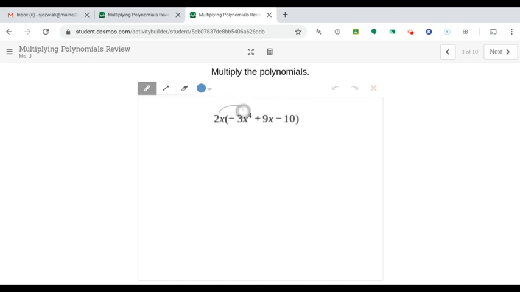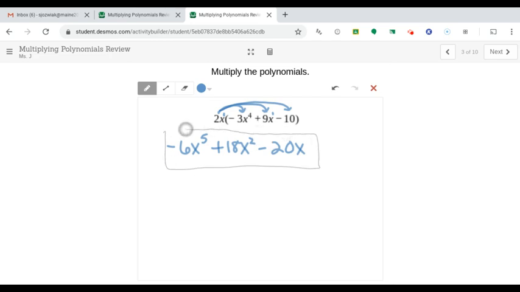And here we go again, distribute that. So it's going to be -6x to the fifth plus 18x squared minus 20x. Now remember, there's technically an invisible 1 on that x and an invisible 1 on that x. So that's where the exponents are coming from when I put those in, when I add the exponents.